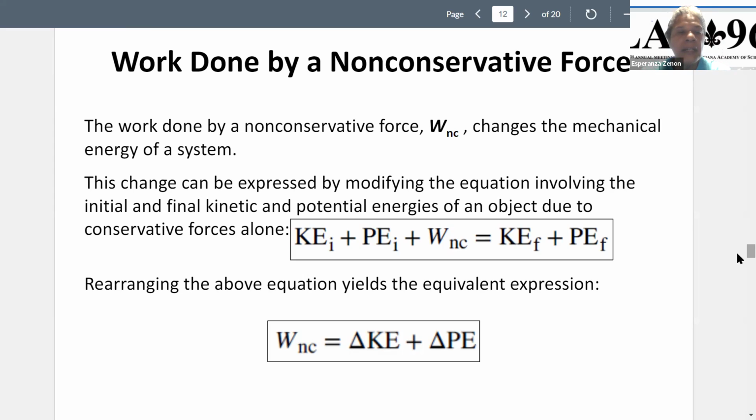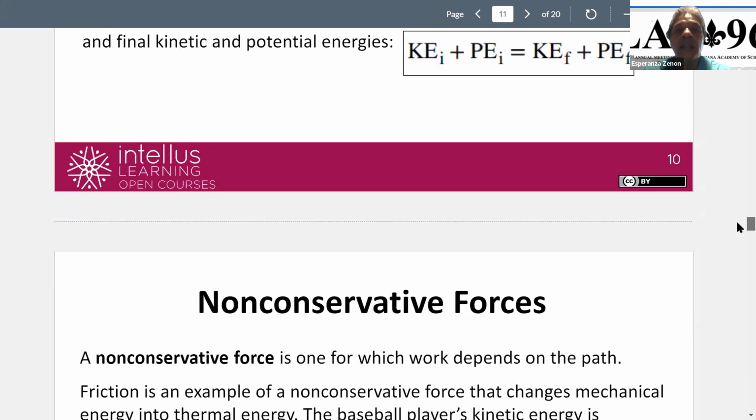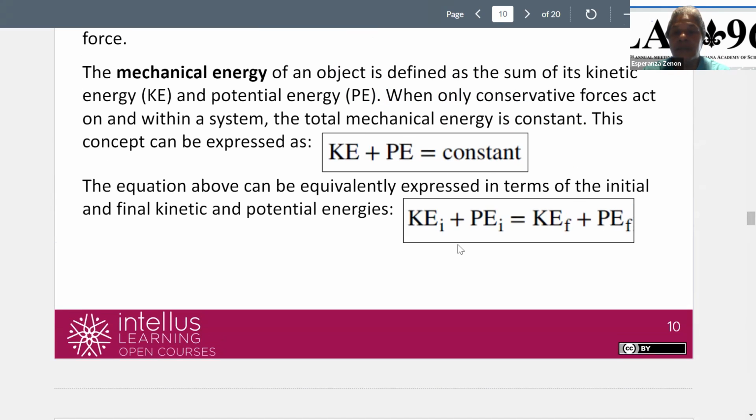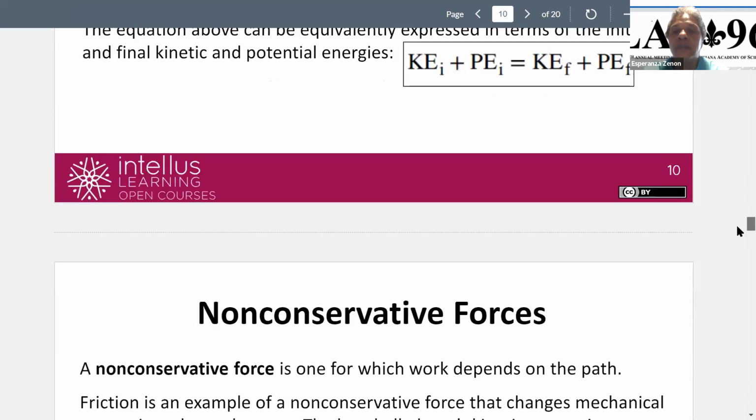The work done by a non-conservative force is equal to your change in kinetic energy plus your change in potential energy. Now, honestly, I'm not here to try to make you deal with that equation, but I am interested in you understanding this equation, okay? The conservation of mechanical energy. And so on Thursday, we'll look at some examples.